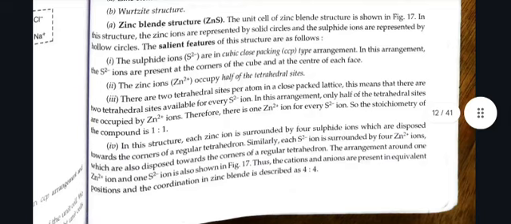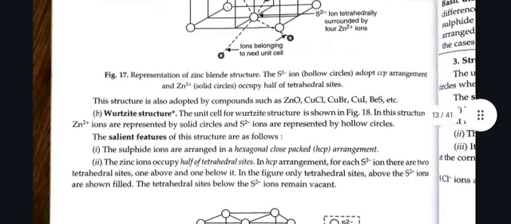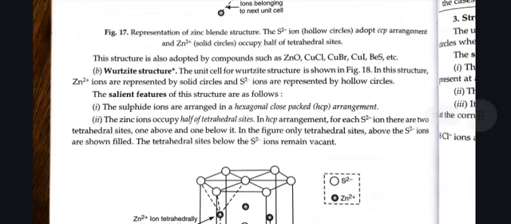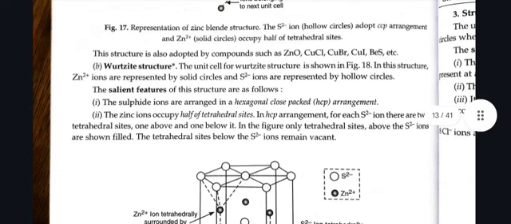Now we come to the next structure, which is wurtzite structure. The unit cell for wurtzite structure is shown in figure 18. In this structure, Zn²⁺ ions are represented by solid circles and S²⁻ ions are represented by hollow circles. The salient features of the structure are as follows. The sulfide ions are arranged in hexagonal close packing or HCP arrangement. The zinc ions occupy half of the tetrahedral sites.